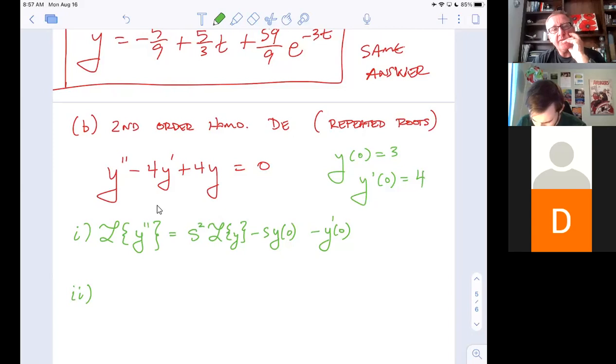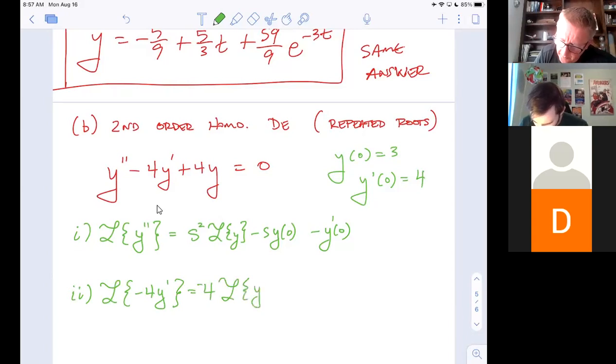And so there's the Laplace transform of y double prime. Now we're also going to need the Laplace transform of negative 4y prime, where we immediately recognize the negative 4 can come out, so all I really have to do is take the Laplace transform of y prime. I can't forget about the negative 4, and the Laplace transform of y prime is s times the Laplace transform of y, and then minus, like we saw a minute ago, y of 0.